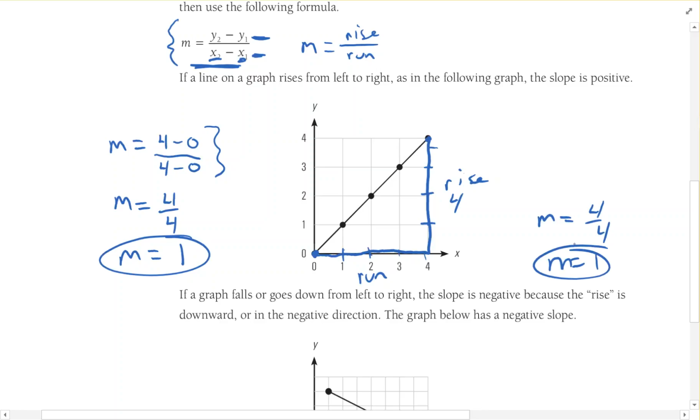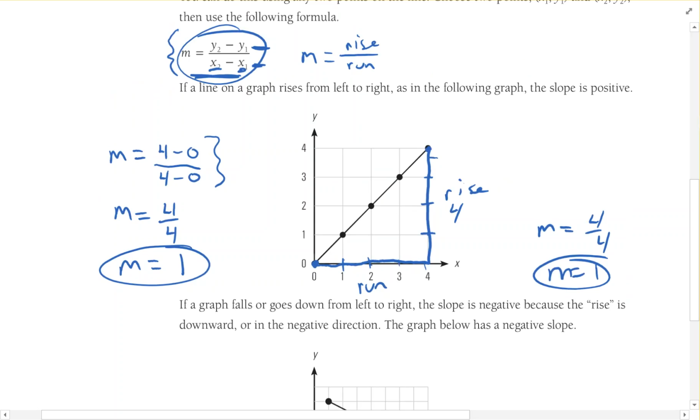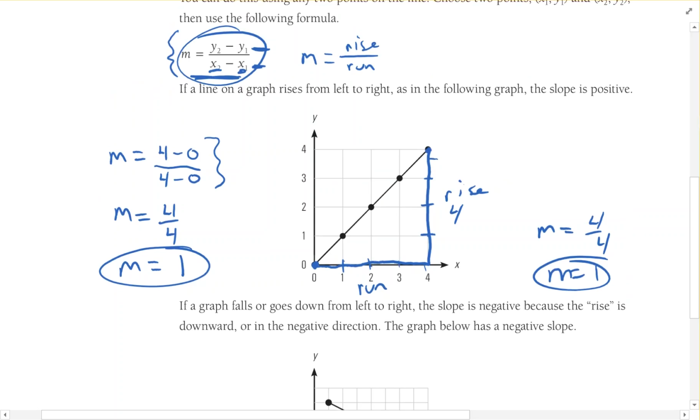Okay, hopefully this equation didn't confuse you too badly. I just wanted you to be introduced to that formula, talking about it in terms of y's and x's.